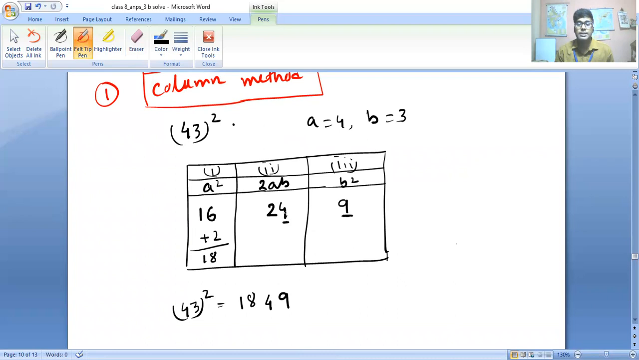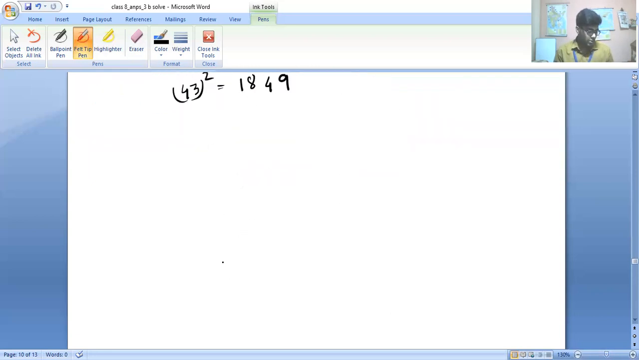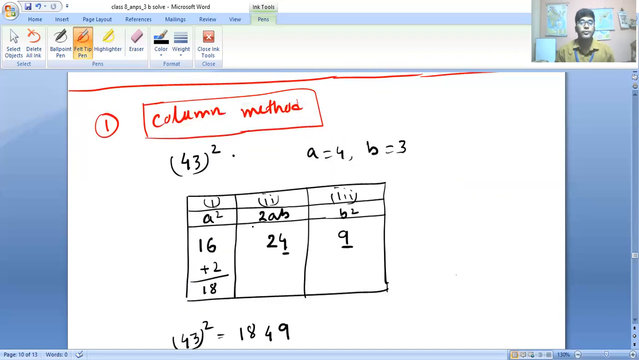Here the right digit, or unit digit, is 4. 4 we will take, and the tens place digit we will carry here. Add, and whatever is the answer, we will write it here. Okay, students, so that is how we solve by the column method.